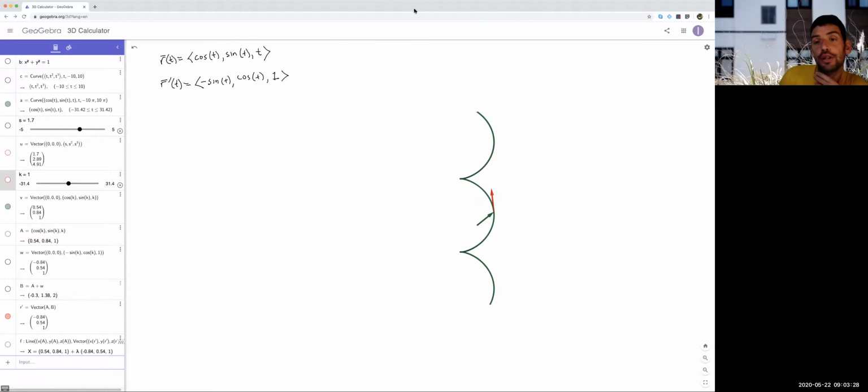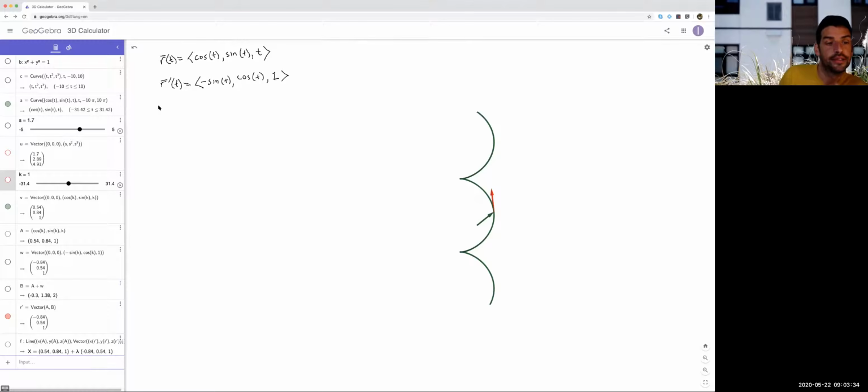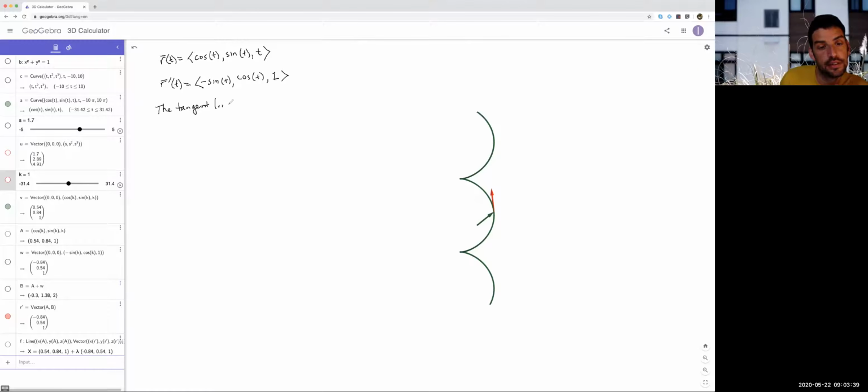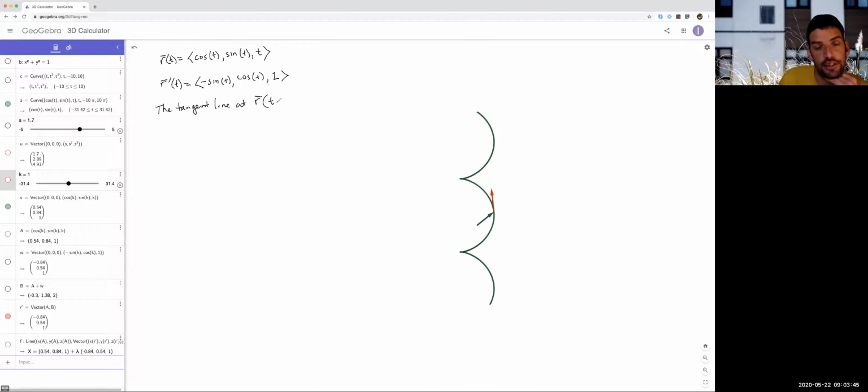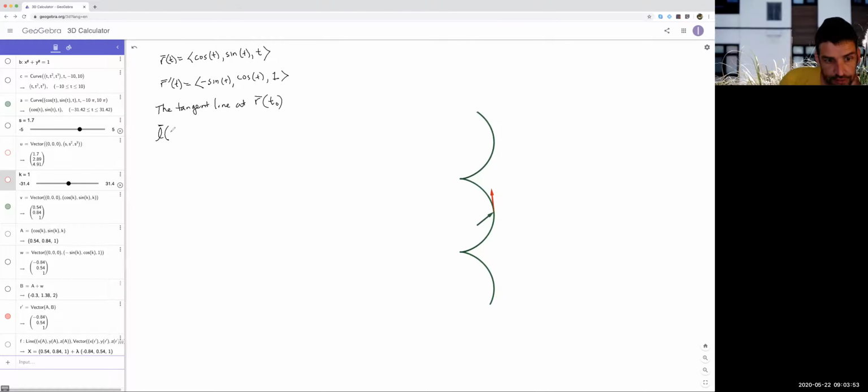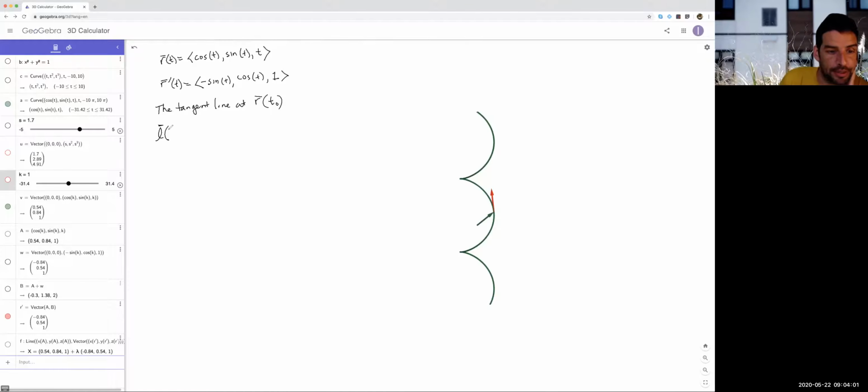Now let's define the tangent line at r of t naught, where t naught is some value of t. I'll give the tangent line a different parameter, L of lambda. We don't use lambda enough anymore. Sometimes people use lambda, another Greek letter, as the variable in this vector function.